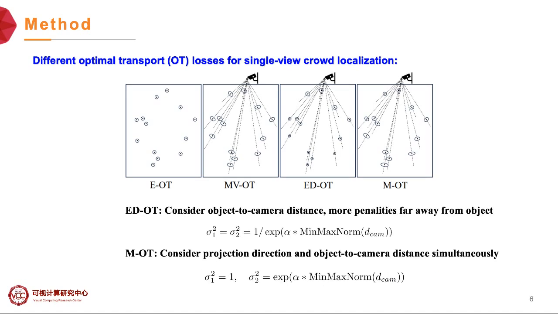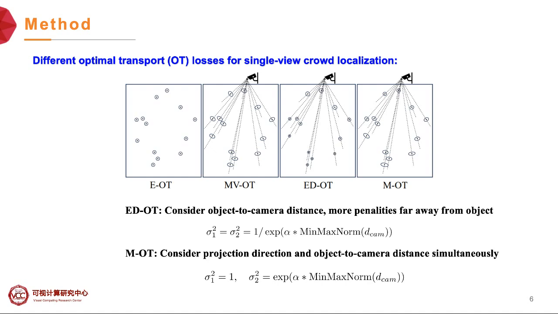Besides, the object-to-camera distance could also adjust the calculation of the cost matrix for different regions, where faraway points tend to have larger prediction errors, denoted as EDOT. DCAM denotes the distance from the ground truth point to the camera. When DCAM is larger, squared sigma 1 and squared sigma 2 decrease, and thus more penalties are assigned.